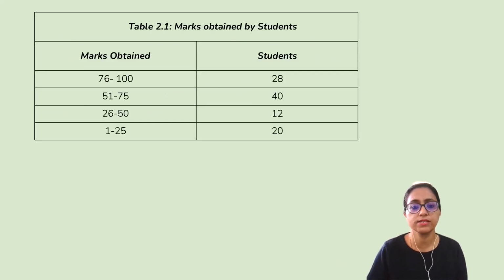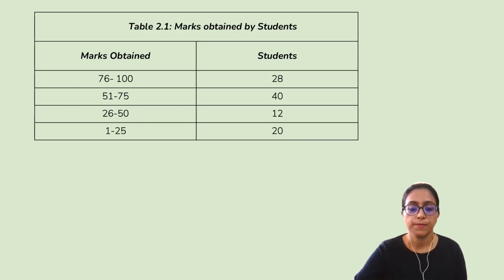The third is, let us see this table. As you can see, we can see the students and the marks obtained by the students. There are several classes in which the marks are divided, and corresponding to each class, you get the number of students there. So this is how classification is done. It will be used again and again in statistics, and it becomes very easy to work with such classified data.